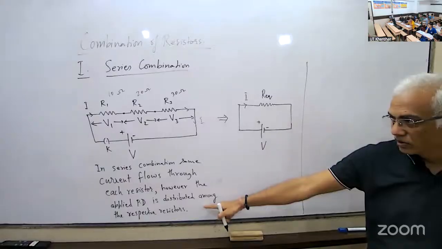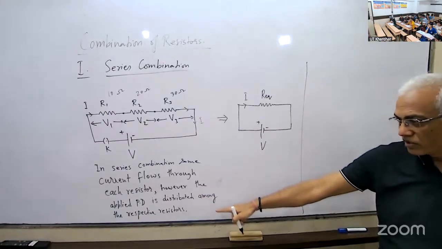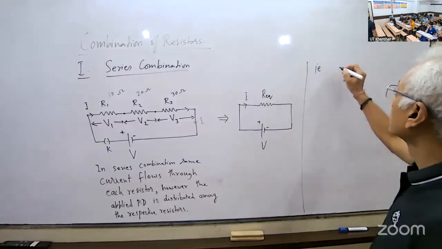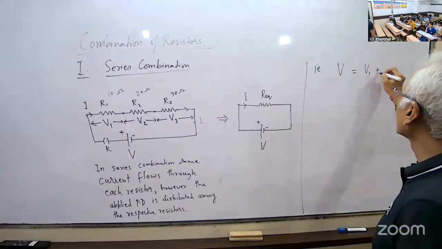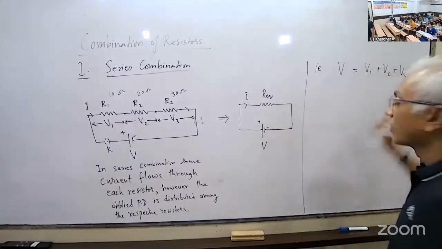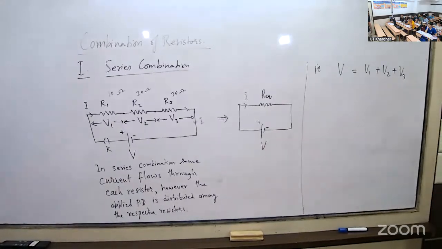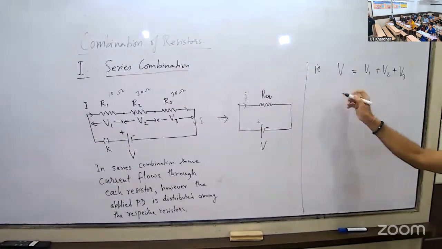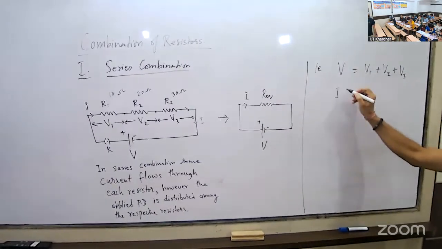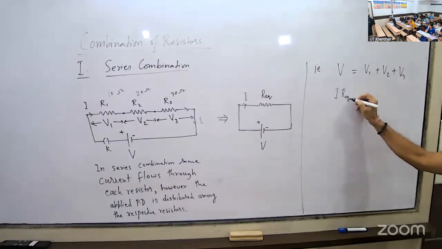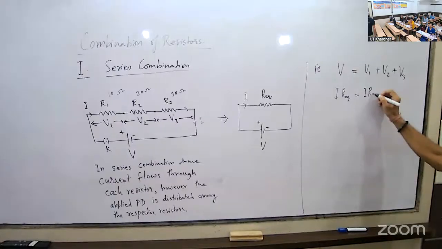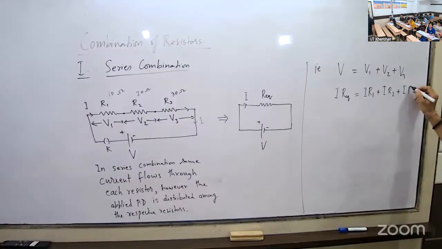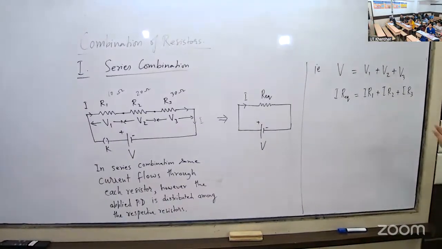By this logic, the applied potential difference is distributed among the respective resistors. That is, E must be equal to V1 plus V2 plus V3. Isn't it? And now I apply Ohm's law. By Ohm's law, this will be I R equivalent, this will be IR1, IR2, IR3. We just applied Ohm's law.